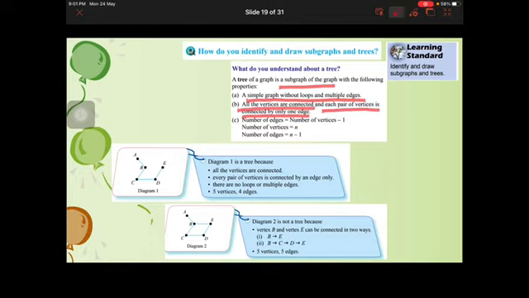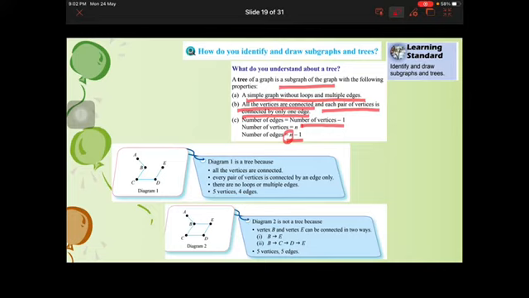And the number of edges equals the number of vertices minus 1. That means if we have 5 vertices, the number of edges must be 4. Okay, if we have 7 vertices, that means the number of edges must be 6, because we take 7 minus 1. Okay, this is number of vertices minus 1.